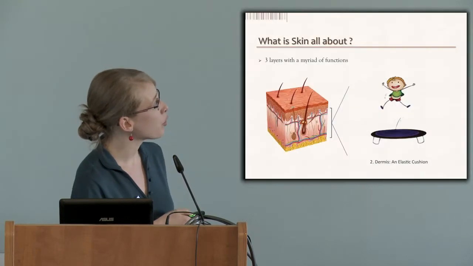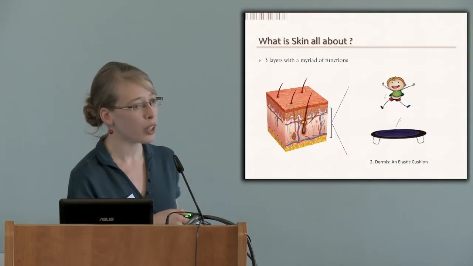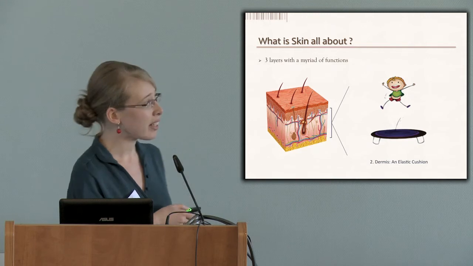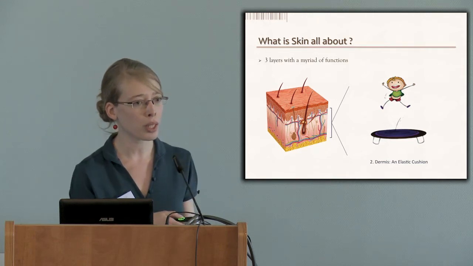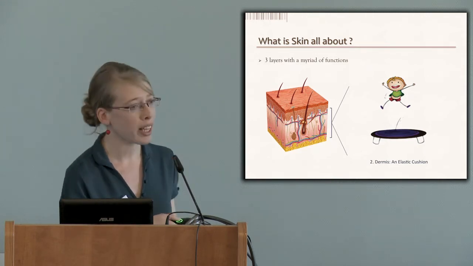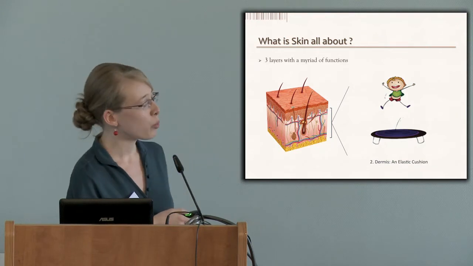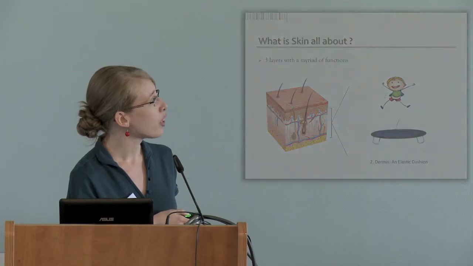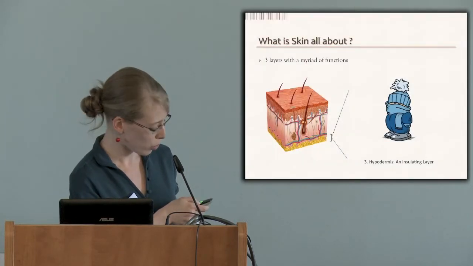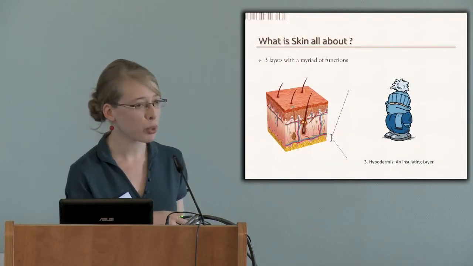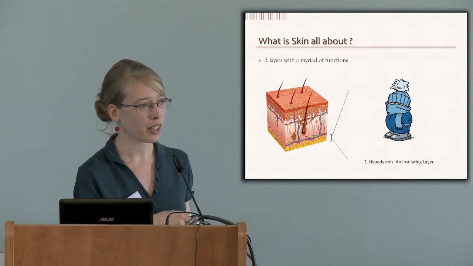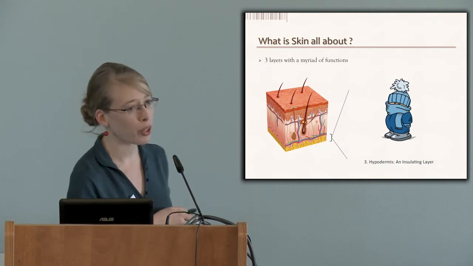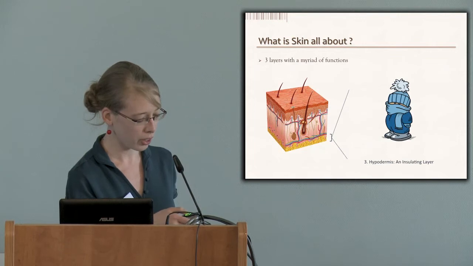Next, we have the dermis, the second layer, which contains a lot of elastic fibers that will not only protect the structures that are lying within the dermis, but will also confer elasticity to the skin. In a third layer, called the hypodermis, we mainly find fat cells that will keep us warm in winter.